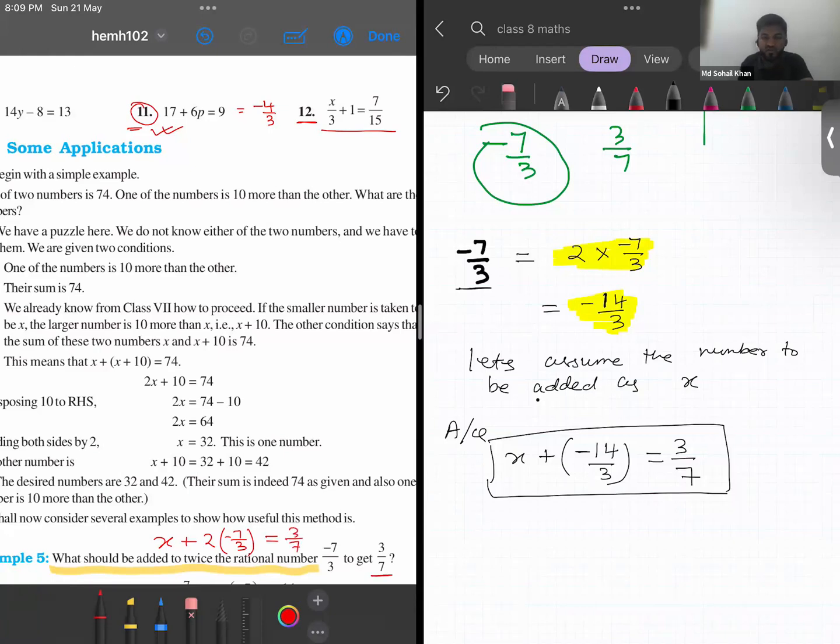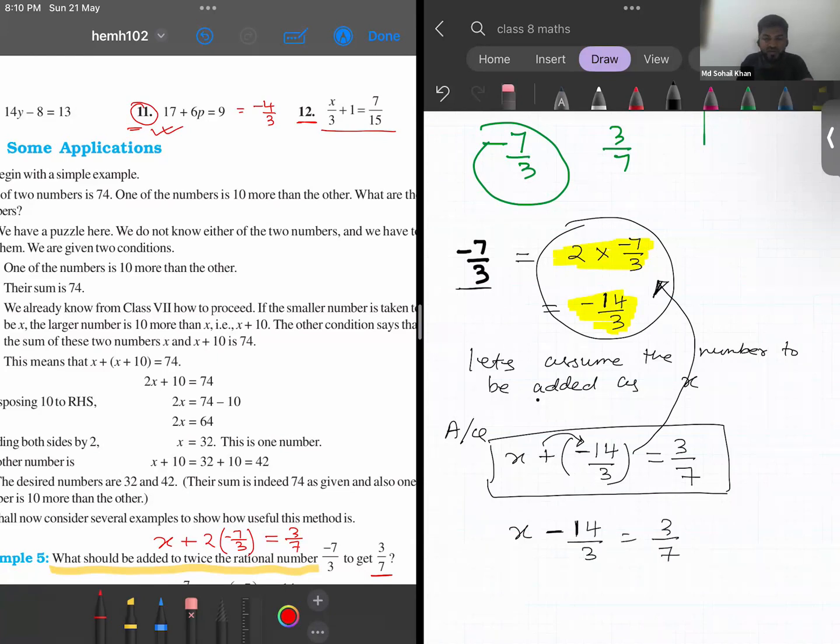That's what the question is saying, right? Yes, sir. That's what we did. So minus 14 upon 3 here, it was initially, it is what? It is same as this now. Yes, sir. It is same as this. Okay, now we can very easily solve this equation. So plus minus here will become minus, this plus minus will become minus here when multiplied. So it will be x minus 14 upon 3 equals to 3 upon 7.